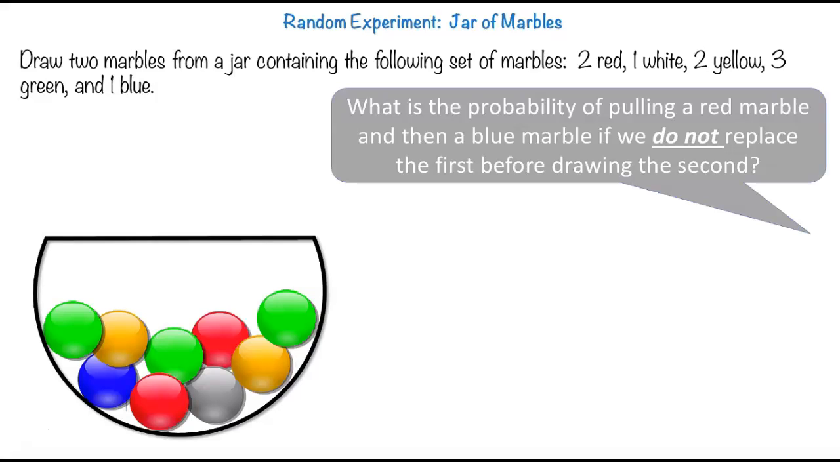We want to find the probability of pulling a red marble and then a blue marble, but we will not replace the first before drawing the second. That is, we'll draw 1 marble, put it to the side, and then draw a second marble.